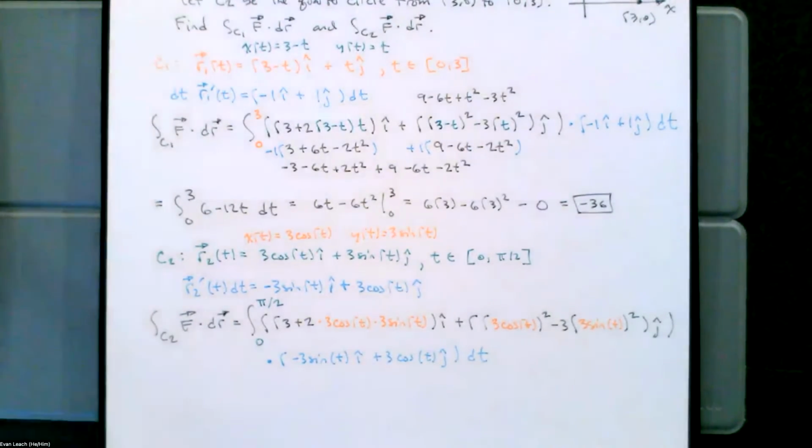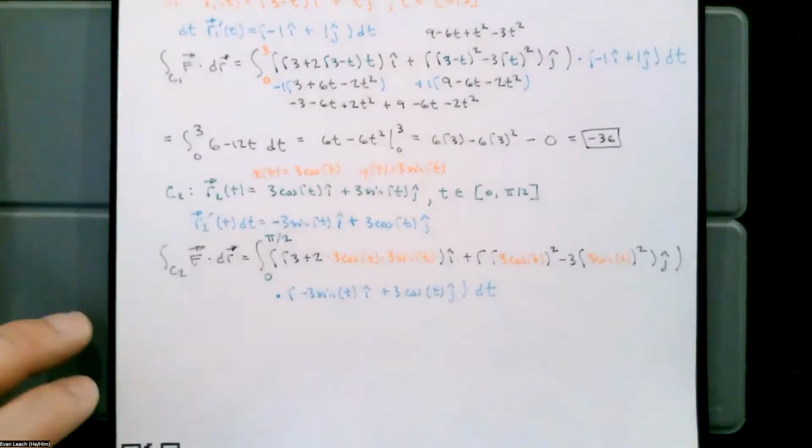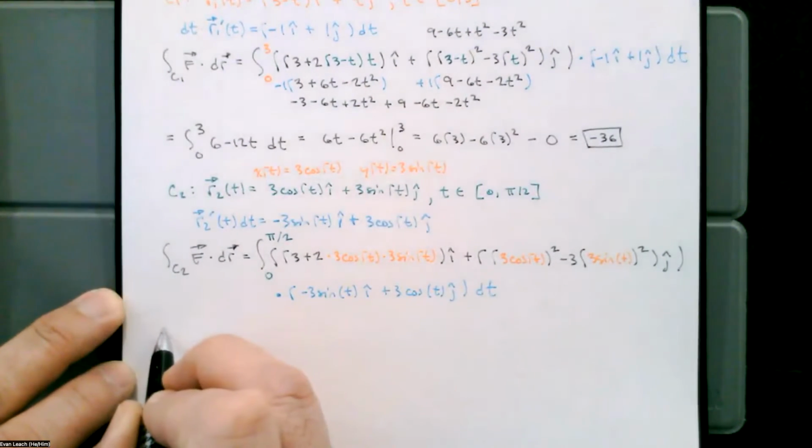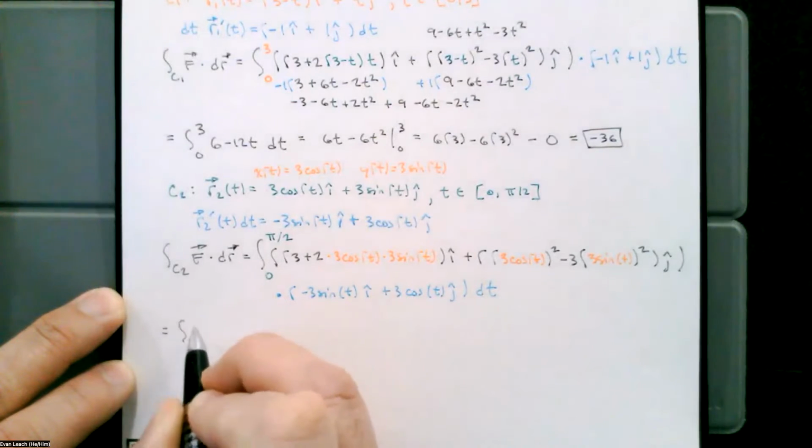All right, so now we have to find the dot product of these two vectors because we still have i's and j's running around. So now we're going to find the dot product, simplify things a little bit, and then integrate. We haven't even got to the calculus part yet. It's crazy. We're still integrating from 0 to pi over 2.